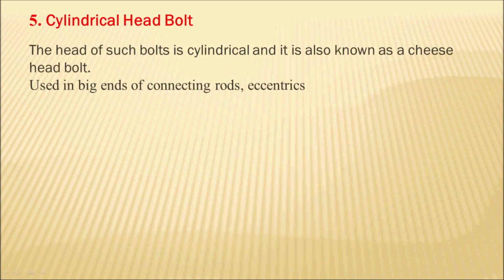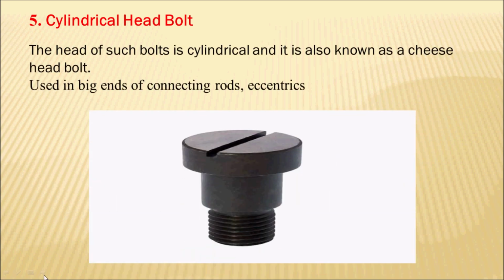Next one is the cylindrical head bolt. The name indicates that the head of the bolt is cylindrical in shape. It is also known as cheese-headed bolt. Also you can see that a snug is provided below the head in the cylindrical headed bolt. This is the snug. This is used in big ends of connecting rod, eccentric, etc. We see the application of cylindrical head bolt.